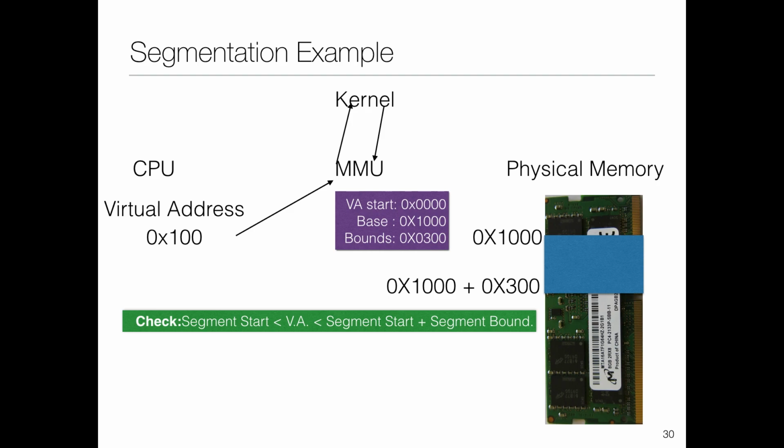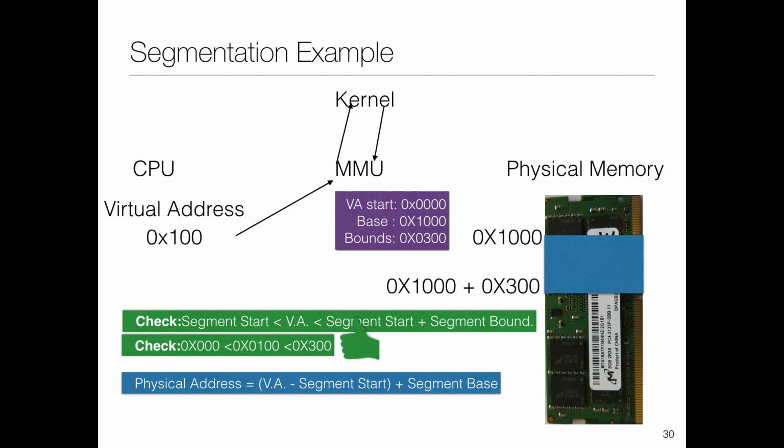So we had two kinds of steps to do. The first was a check. The check is that segment start is less than virtual address, which is less than segment start plus segment bound. The segment start is 0x000. The segment bound is 0x300. Does 0x100 lie between them? Right? So it's thumbs up. You can proceed further.